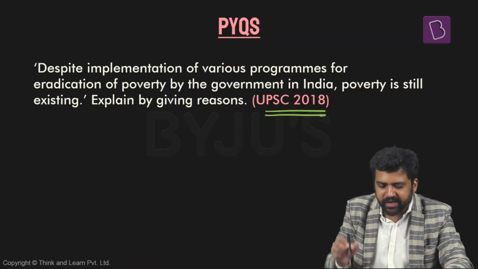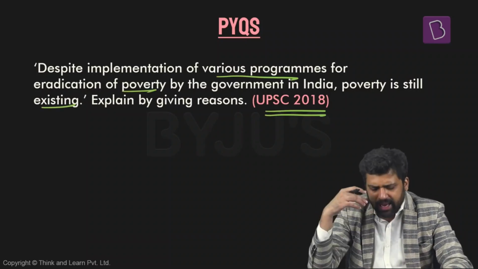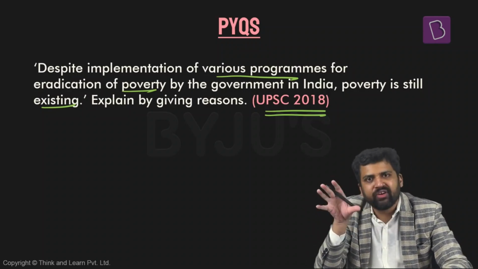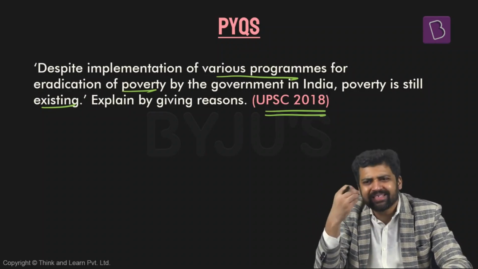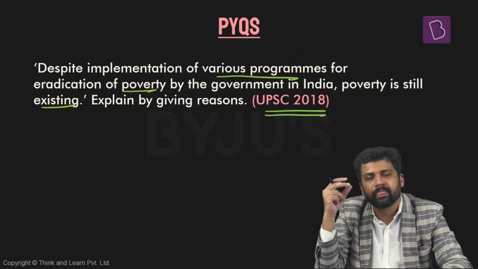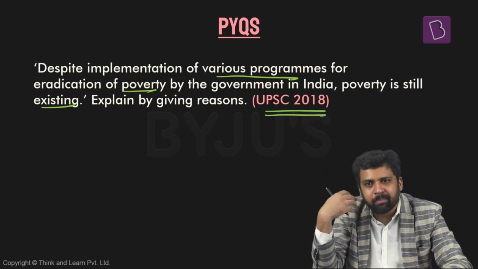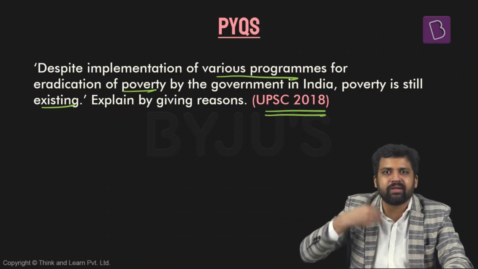The next question, UPSC 2018: despite implementation of various programs for eradication of poverty by the government, poverty is still existing. Now, how will you answer this question? You can talk about different kinds of programs, but you have to talk about the lacunae or issues that most programs have. For example, inclusion errors and exclusion errors. Many programs are not well targeted. Many have leakages. Many don't take into consideration the multiple deprivations that exist. Maybe you are addressing one deprivation, but the deprivation exists at some other level.